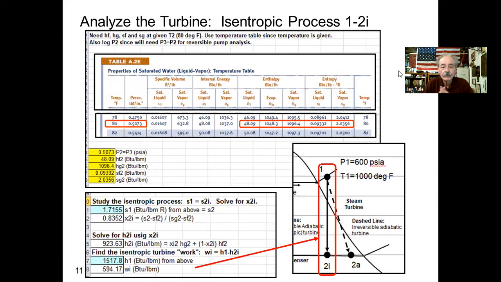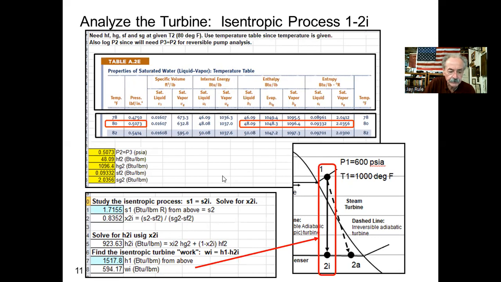Okay. Let's analyze the turbine isentropic process 1 to 2i, and I've circled it here on my TS diagram sketch. A little clip from the TS diagram. This is what we're looking at, this vertical line, isentropic, constant entropy process. And what are we trying to do? Let's look ahead in the solution. We're trying to find little w sub i, BTUs per pound that the isentropic turbine would produce for each pound of steam going through it. Okay, so let's see.